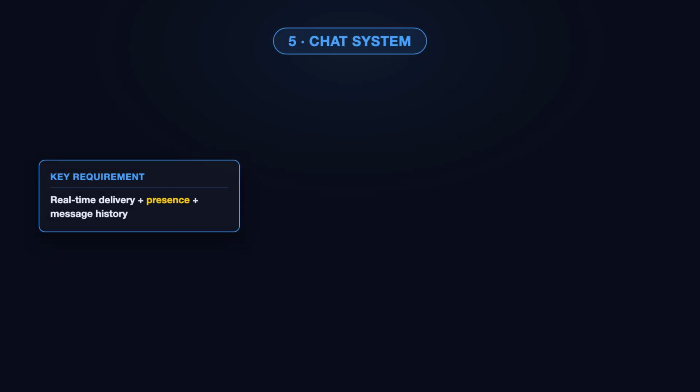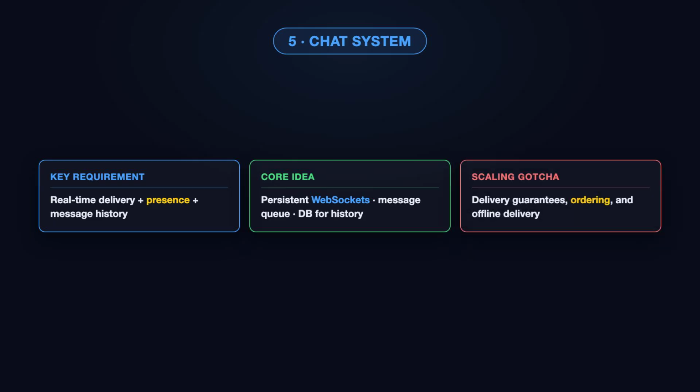Question 5. Design a chat system: WhatsApp, Messenger, Slack. Real-time one-to-one and group messaging. The key requirement: deliver messages in near real-time, both directions, plus presence, who is online right now, and searchable message history. The core idea: each client holds a persistent connection to the server, typically a WebSocket, so the server can push a message down the instant it arrives, instead of the client constantly polling for new ones.